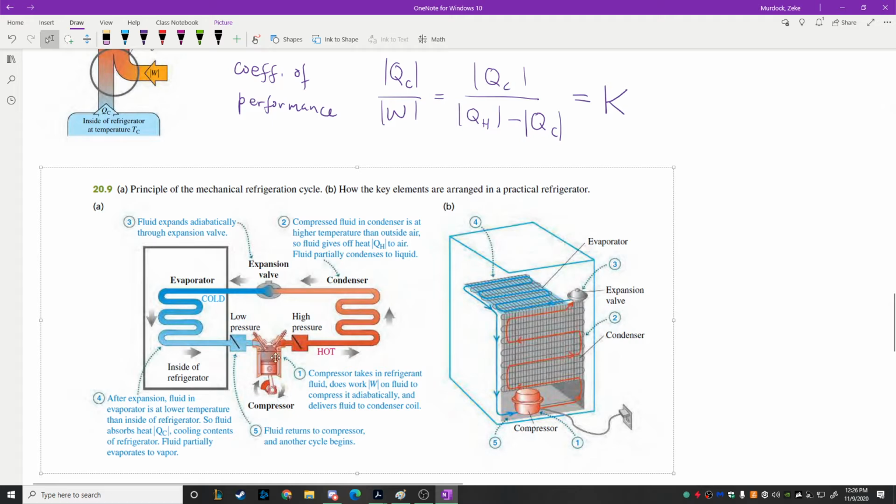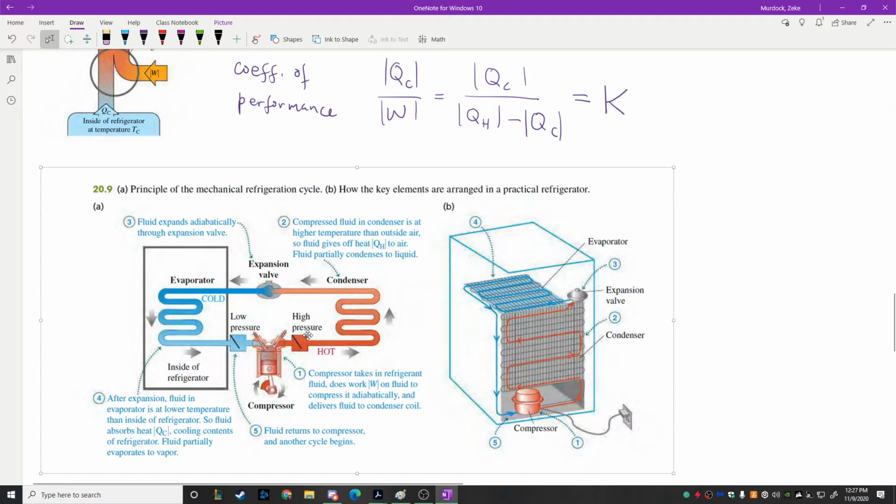So you start off by taking air from the refrigerator. It goes into the compressor, and then the compressor takes the fluid and does work on it to compress it adiabatically. So you compress it right here, and then it delivers the fluid right here. So in that process, it looks like the temperature of the fluid increases. Am I reading that right? The temperature of the fluid comes from cold to hot. Yeah, so the temperature increases. And now you've got hot fluid, right?